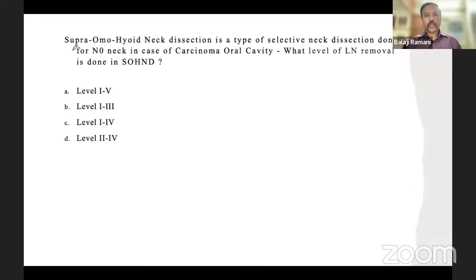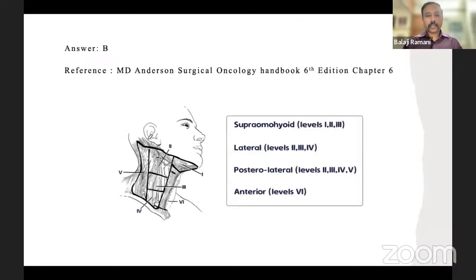Right. Next, going on to head and neck, the type of neck dissection. This is a particular favorite of mine. Supraomohyoid neck dissection is a type of neck dissection for N0 of the oral cavity. What level of lymph nodes are removed in SOHND? Is it level 1 to 5, 1 to 3, 1 to 4, or 2 to 4? So this is again a common question. The neck node levels, again and again they are asked. So this is just based on the triangles of the neck.